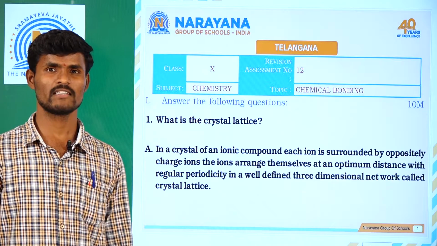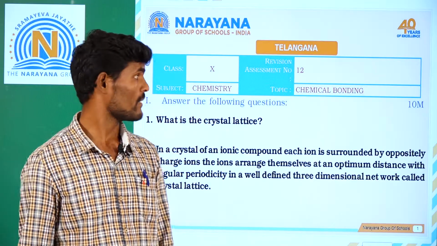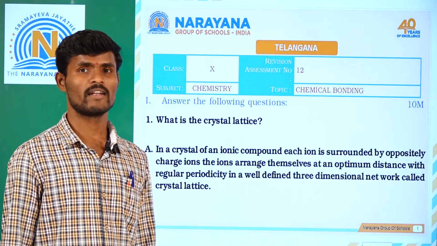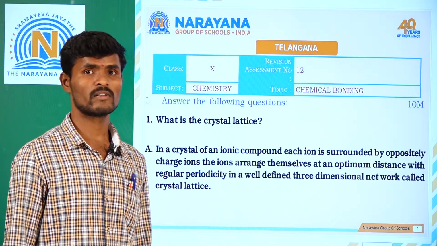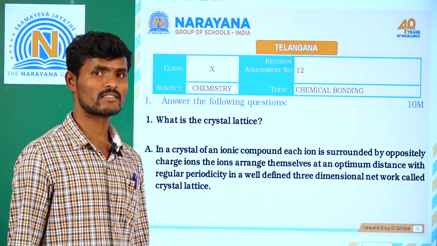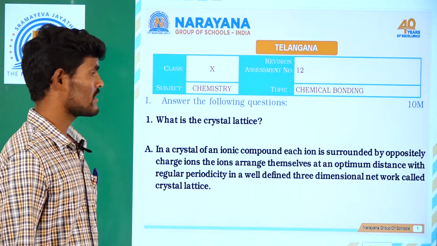Today we are going to discuss assessment number 12, 10th class chemistry. Our topic is chemical bonding. In this assignment, in total we have 5 questions. Let us discuss one by one. First question is, what is crystal lattice?